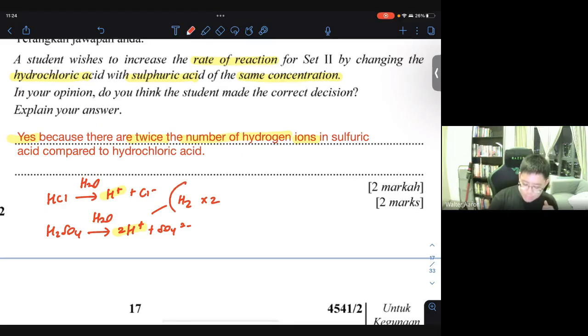Okay, but since they didn't ask you about the volume of gas, I just want to explain this to you so that you keep this noted in your mind, in case another question comes up that is similar to this. So otherwise, you just get 2 marks over here.